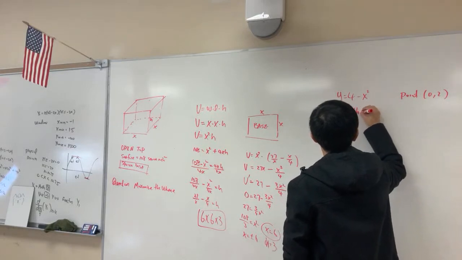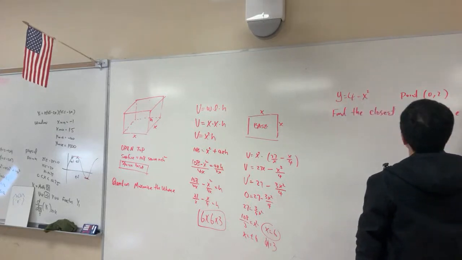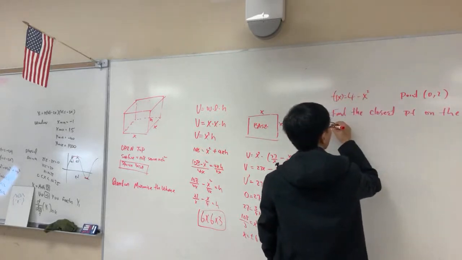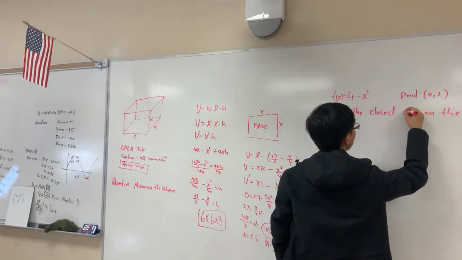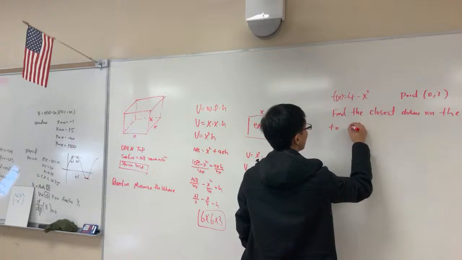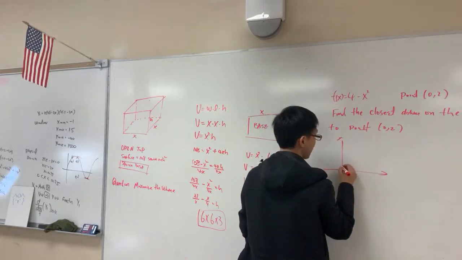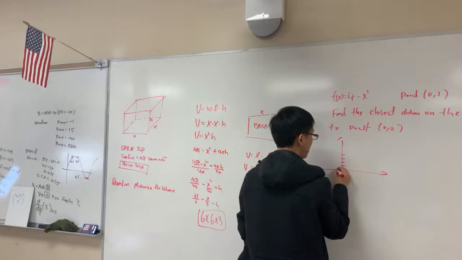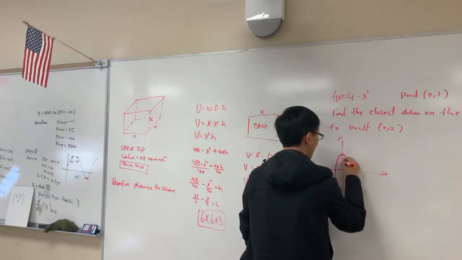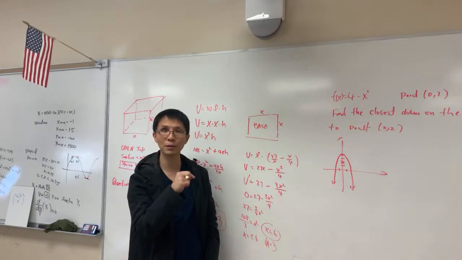Find the closest point on the y, we're going to call this f of x. On f of x, find the closest distance, the closest distance on f of x to the point 0, 2. Those of you who don't know how to graph a parabola, this is going to be 1, 2, 3, 4. It has 2 x-intercepts right here, and this 0, 2 is right here. So there must be a coordinate somewhere on the curve that's closest to the point 0, 2.